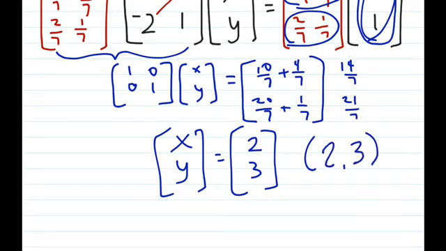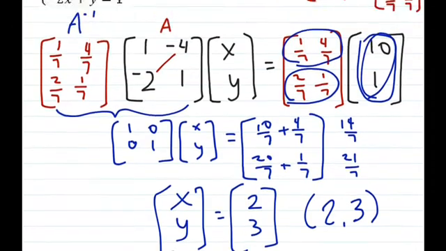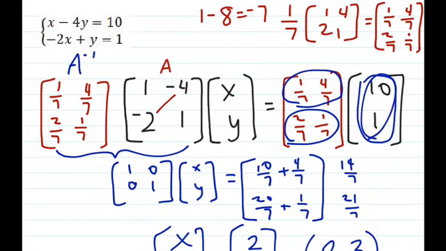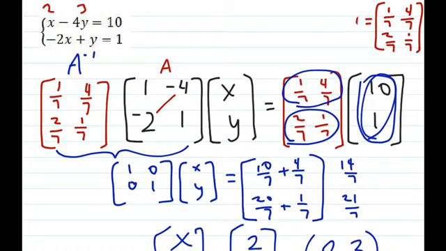Now remember that I can always check this by coming back up to my original problem and plugging in 2 for x and 3 for y and seeing if it's right. So let me erase some of this so I can have some space. So I've got 2 minus 4 times 3 equals 10. And I can see right away that something's wrong there. So when that happens, I have to go back and find out what the problem is.